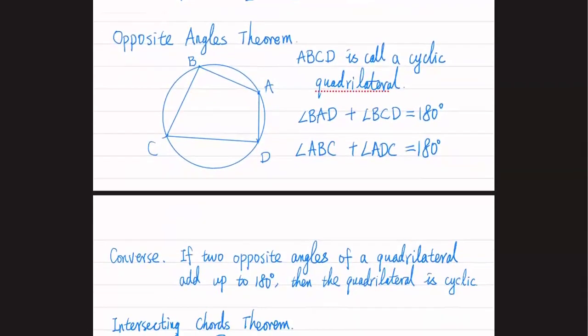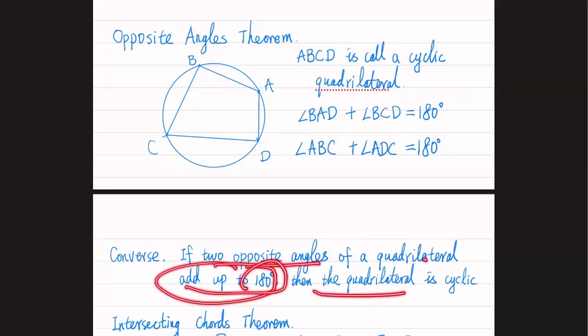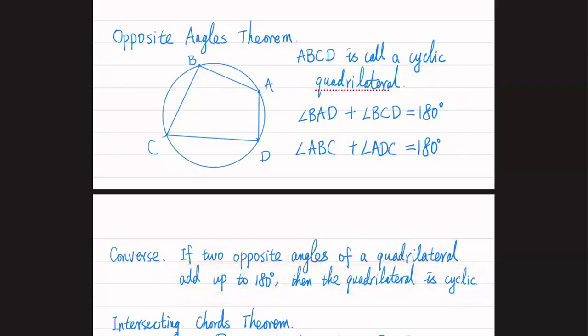Next one, the opposite angle theorem. If we have a cyclic quadrilateral, the summation of the opposite angles must be 180. The converse: if two opposite angles add up to 180, then this quadrilateral must be cyclic. And see the theorem and the converse.